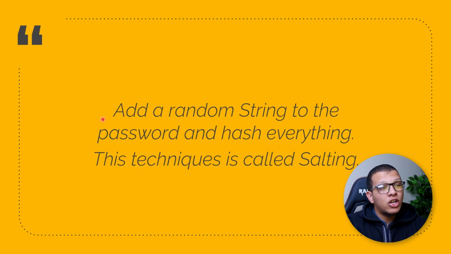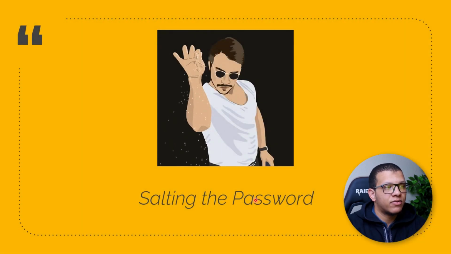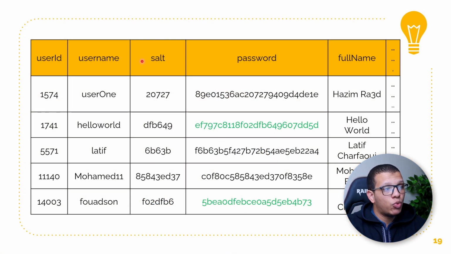Here is the thing: we'll add a random string to the password, either in the beginning or in the end, and then we will hash everything. This technique is called salting, like salting the password. So what we will do is store a separate field called the salt. Some implementations use directly the username, because the username is unique. That will simplify things. Because if you have two salts that are the same, it will keep that problem and it will produce the same hash or the same password. This way we can solve this problem.